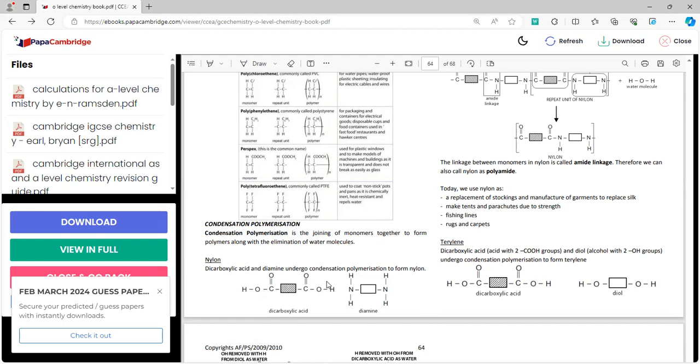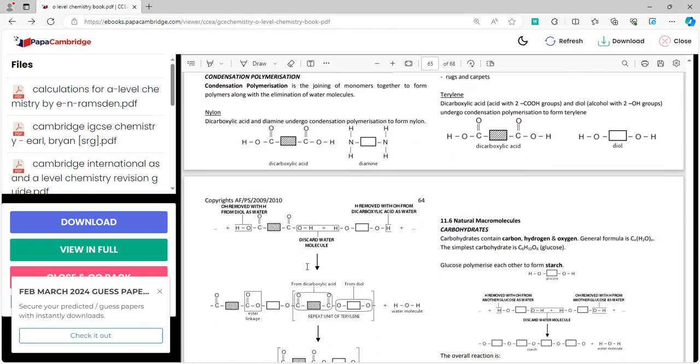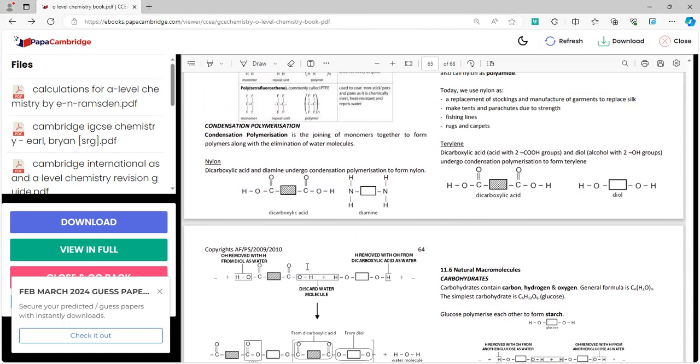They combine, where OH is removed from here and hydrogen is released from here. So the C double bond O NH combine. And nylon has many industrial applications as well. It is used in stockings and parachutes, and in garments to give them strength. So these are pretty much the artificial polymers, and polyester is also a condensation polymer.